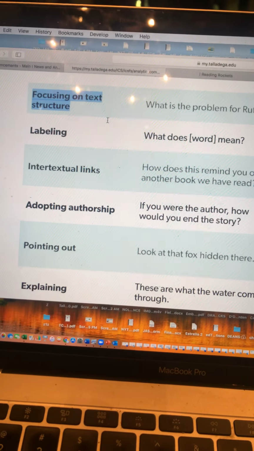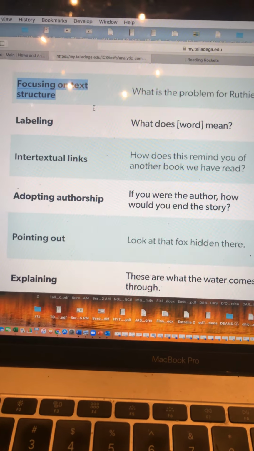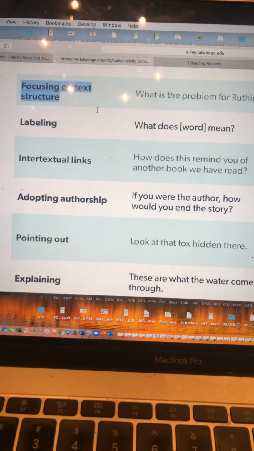Hey, this is me again. I'm going to finish up this chart that I started earlier when I had the debacle of, I don't know what happened, my screen disappeared.